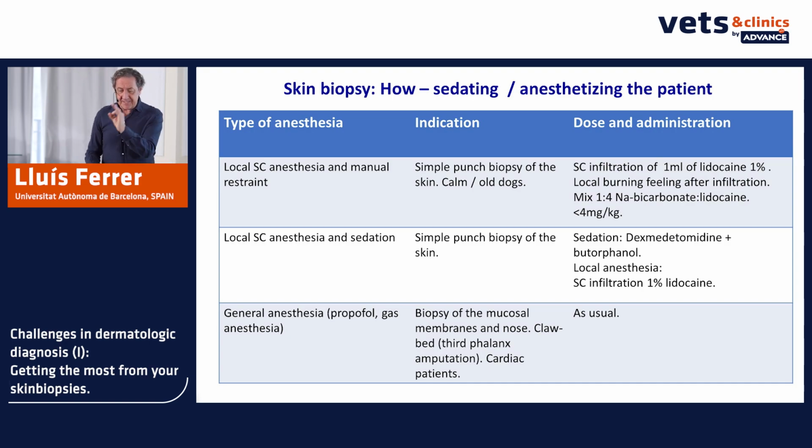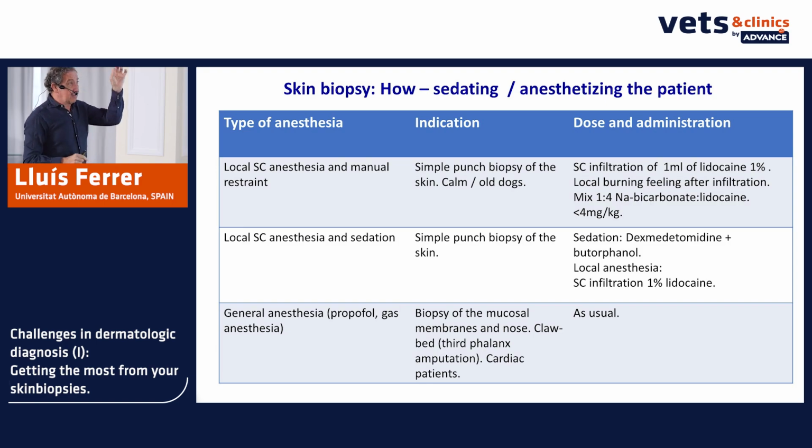So once you have marked the areas that you are going to biopsy, we usually use a permanent pen to mark 3, 4, 5 areas. Then you need to sedate and or anesthetize the patient. In human medicine, if you need to take biopsies of a patient, usually only local anesthesia is used. They say, I'm going to use some anesthesia, it will hurt a little bit, it's a little bit of a feeling of burning, but with that, it's enough.